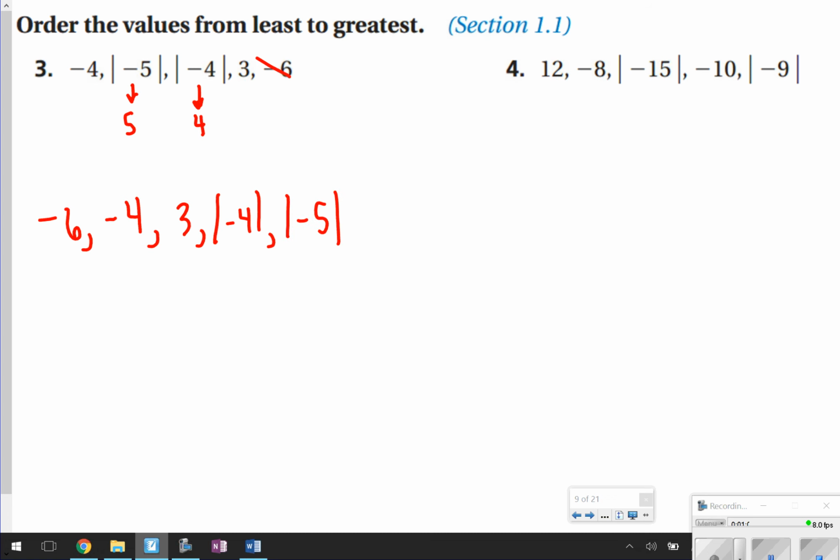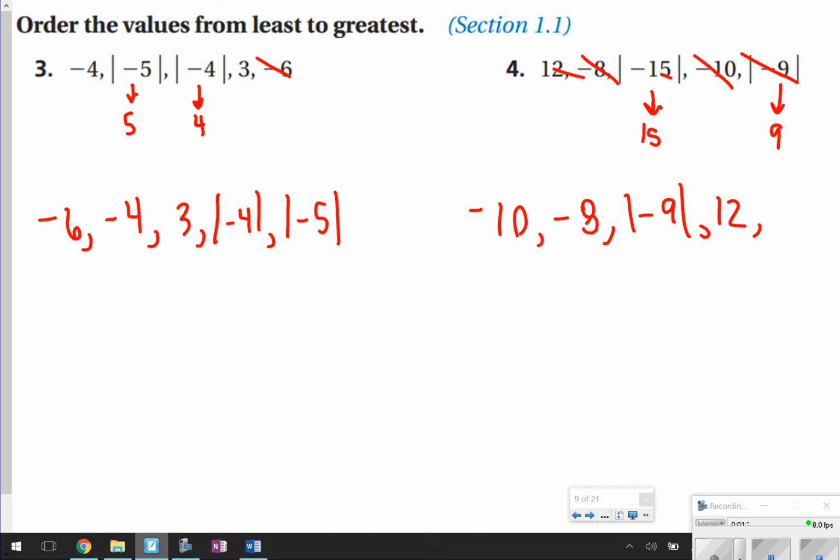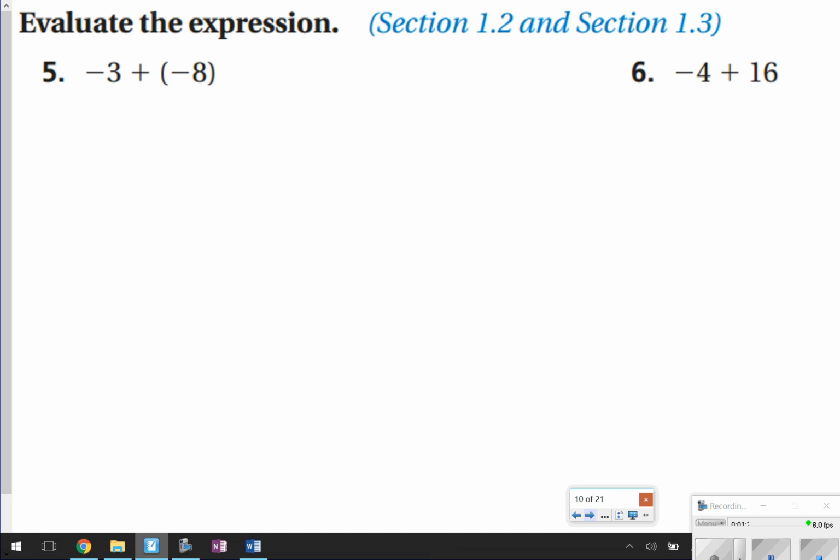For number 4, again, solving your absolute values first. That'll be 15, this will be 9. The smallest number is -10, then -8, and then we will have the absolute value of -9, just 12, and then the absolute value of -15. How are we doing so far?